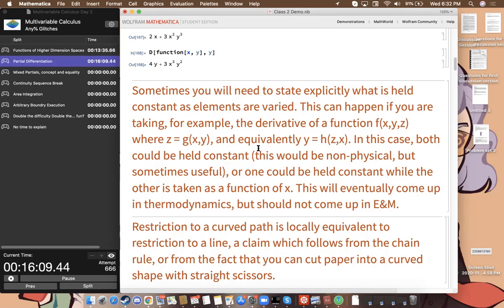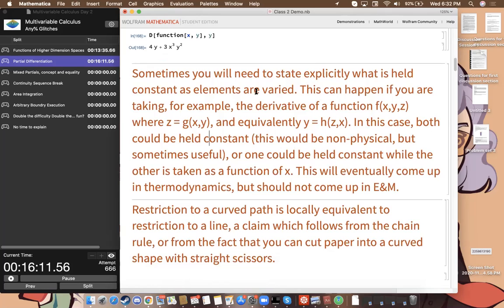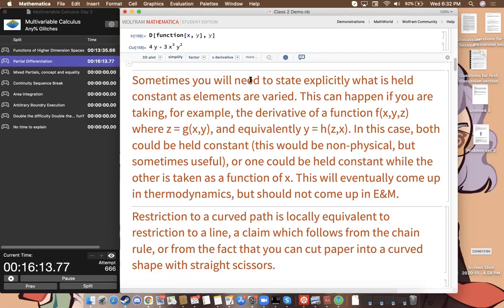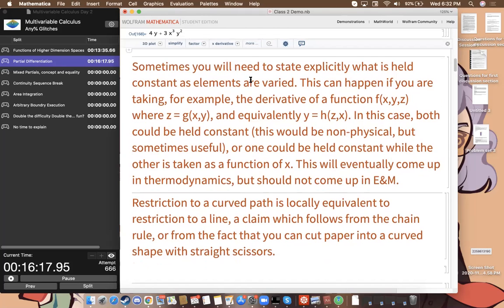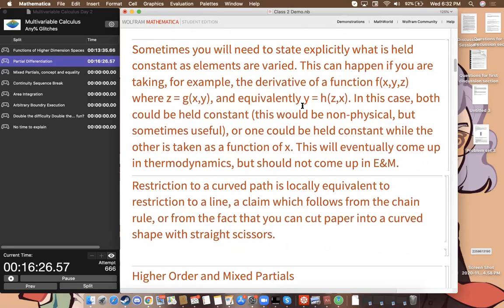Properly independent, rather. Whether they're properly differentiated, I suppose, will be decided by how good you are at the differentiation. And the other thing to talk about is restriction to an arbitrary path. So restriction to a curved path, for example.